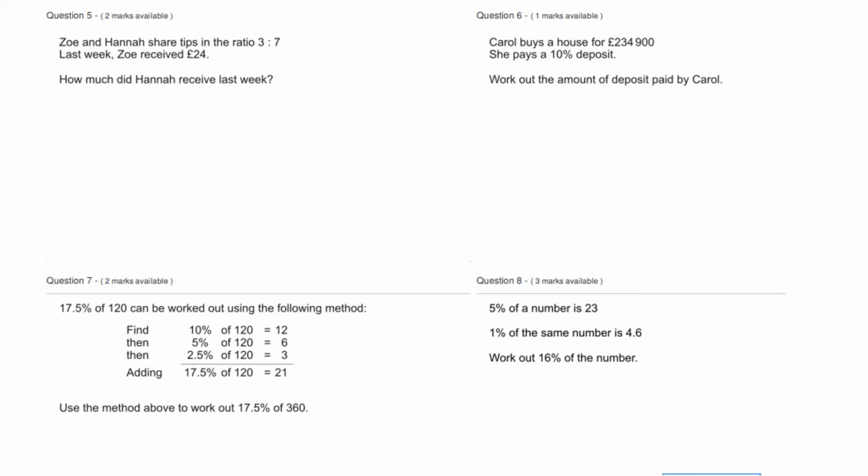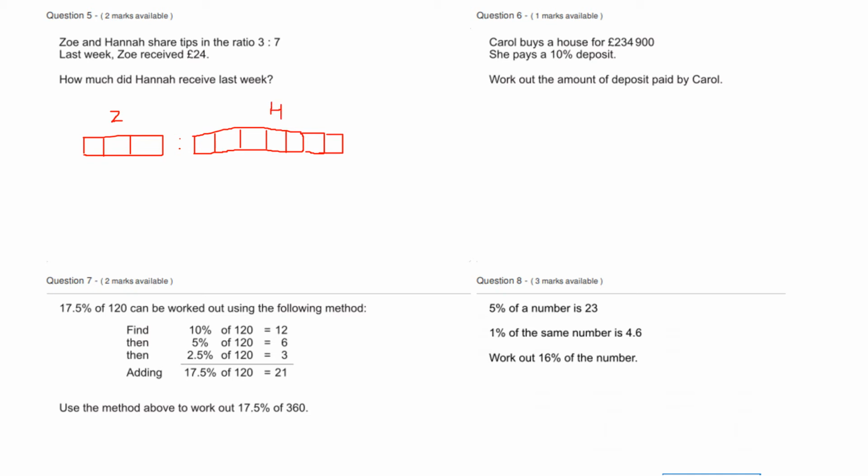So this question's slightly different. So Zoe and Hannah have shared tips in the ratio 3 to 7. So Zoe is those 3 there, and Hannah is 7 over here. Sorry, my mouse is dreadful. These should all be equally sized pieces. 1, 2, 3, 4, 5, 6, 7. So that is Hannah.